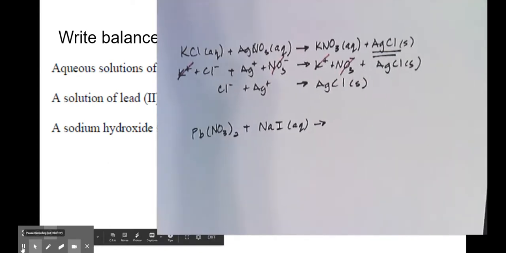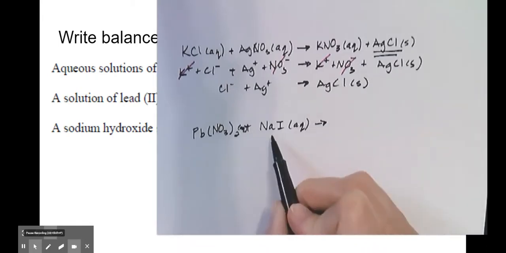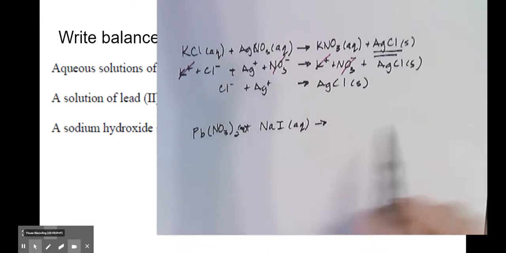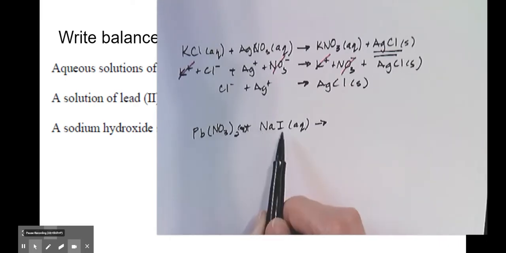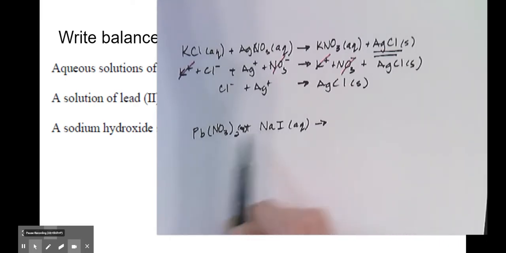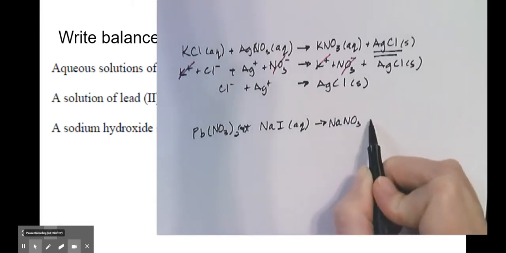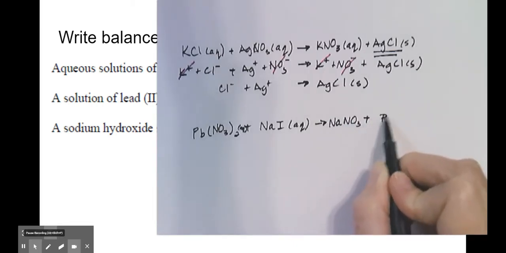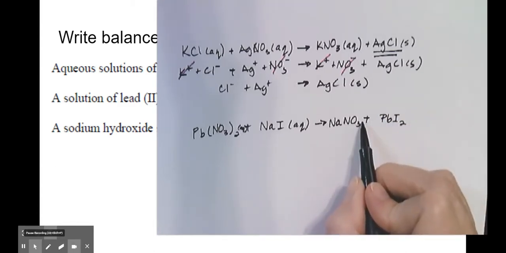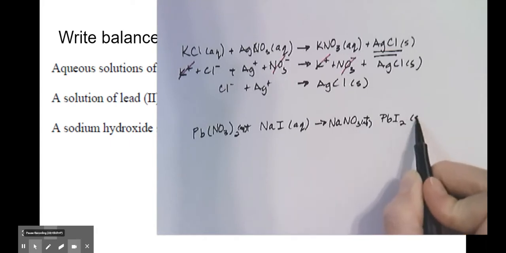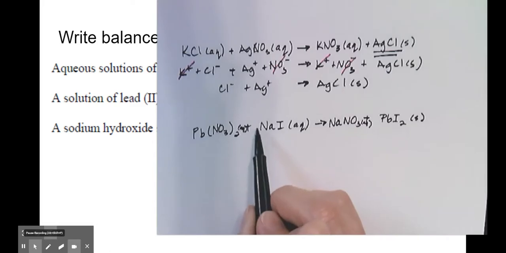For the second example, I have lead(II) nitrate, which is aqueous, and we have sodium iodide, which is aqueous. So my positive ions are going to switch places: my lead is going to combine with my iodide, and my sodium is going to combine with my nitrate, so we get sodium nitrate and lead iodide. Nitrates are still aqueous. This one will be our precipitate. And then you have to go through and actually balance this equation.